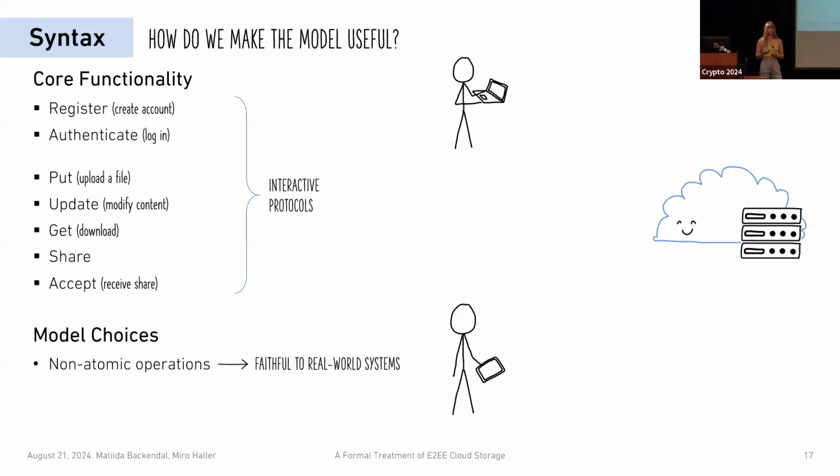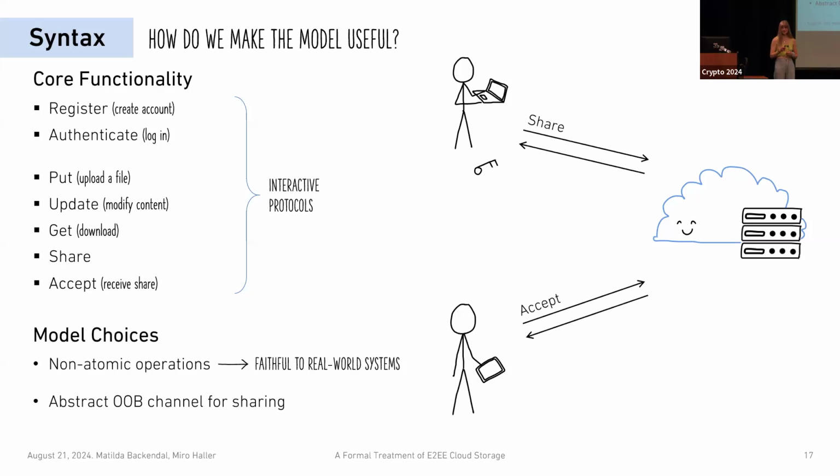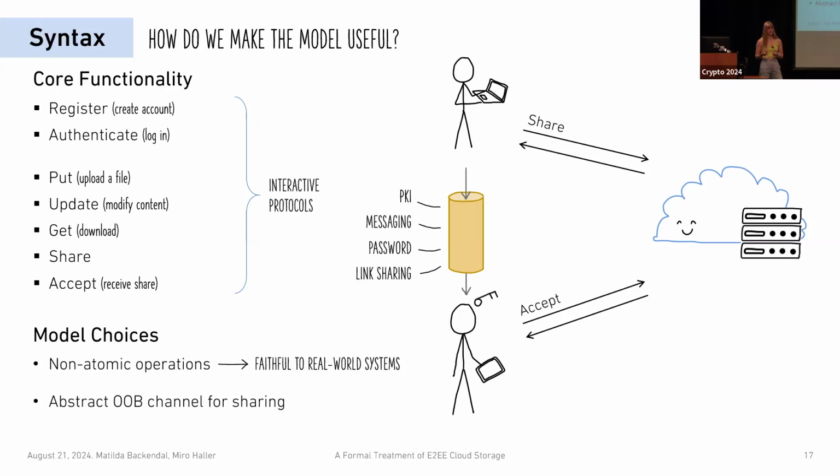Okay, the second model choice that I want to discuss with you today is that we allow the sharing protocol to use an abstract out-of-band channel. So when a user wants to share a file with another user, they have to communicate the key material needed for decryption through some secure channel. In practice, this channel can be instantiated in a variety of different ways. For example, by relying on a public key infrastructure, using a secure messaging, or sharing a password or a link. Now, in our model, we model this as an abstract out-of-band channel without specifying how it's instantiated.